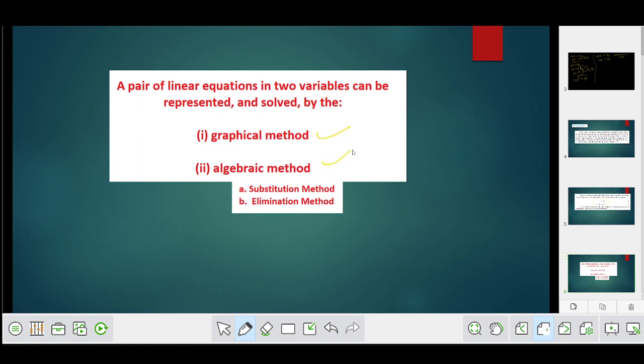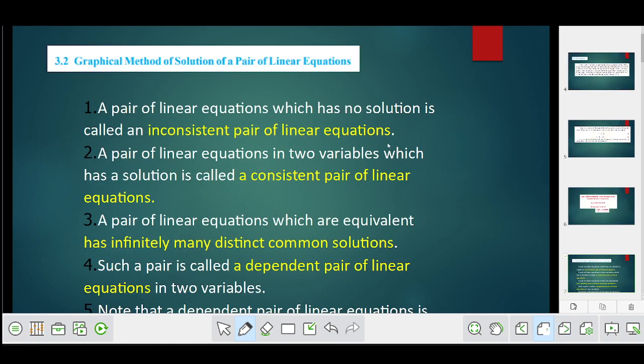Now, a pair of linear equations in two variables can be represented and solved by the graphical method and the algebraic method. That was my objective. Now, the algebraic method can be classified into substitution method, elimination method, and Cramer's rule, matrix method. It is also known, but in class 10th we will study only these methods. Clear? And this method, the graphical method. What is the graphical method?